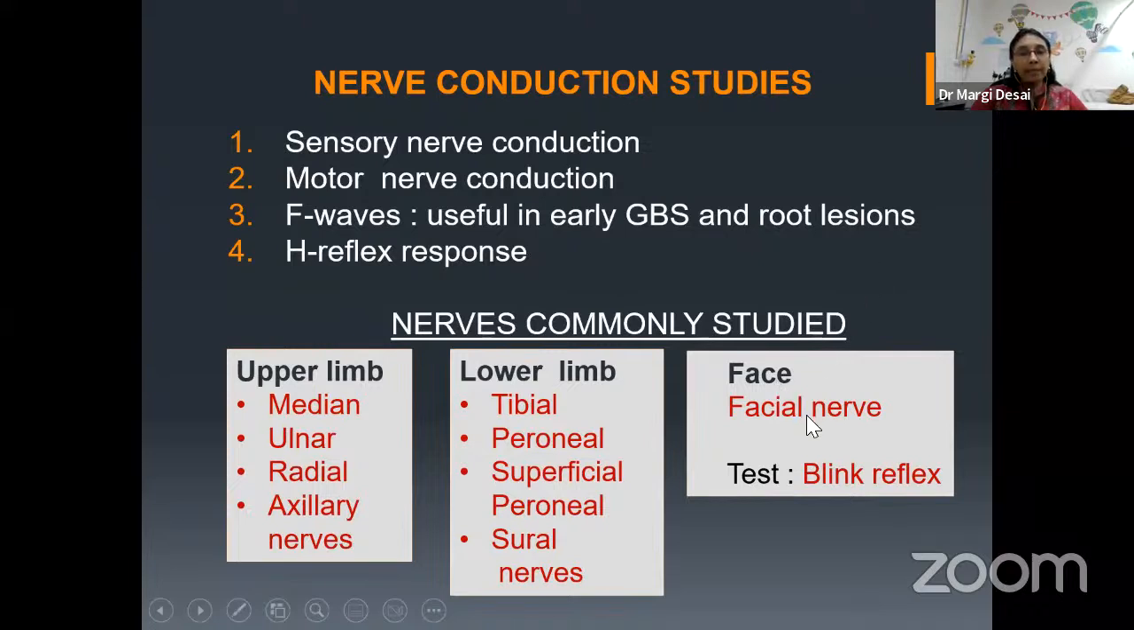For the face, we can evaluate the facial nerve conduction, and we can also do the blink reflex, which gives us an idea about the brainstem function.